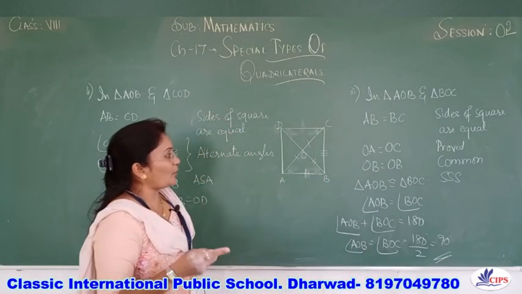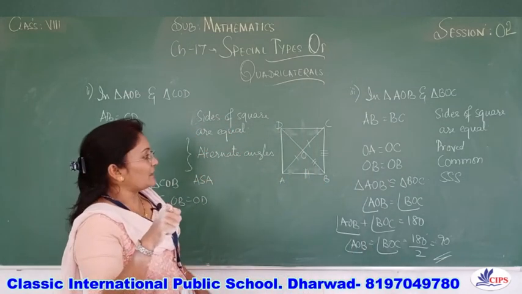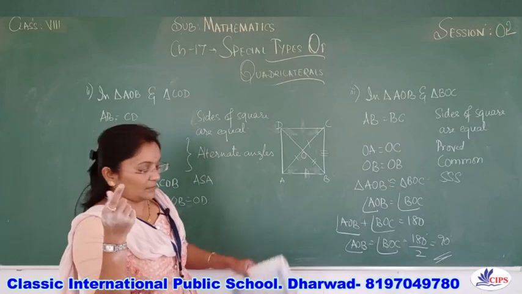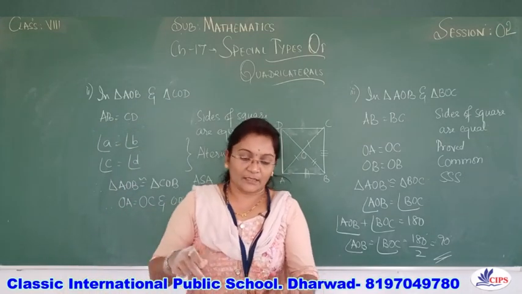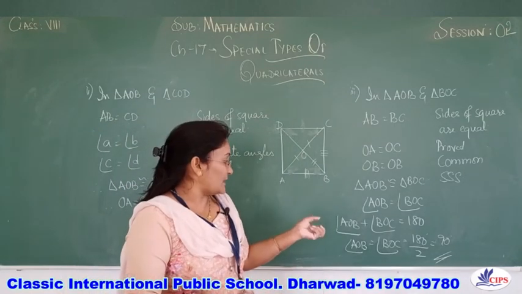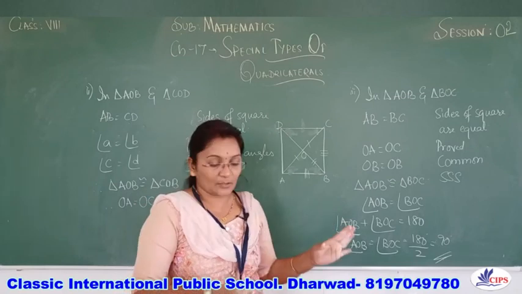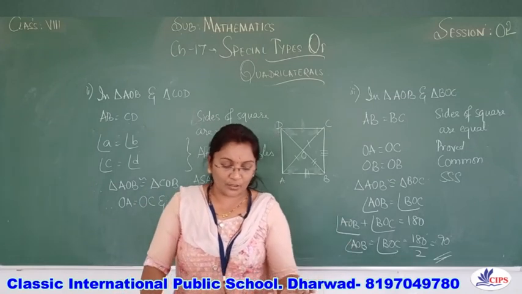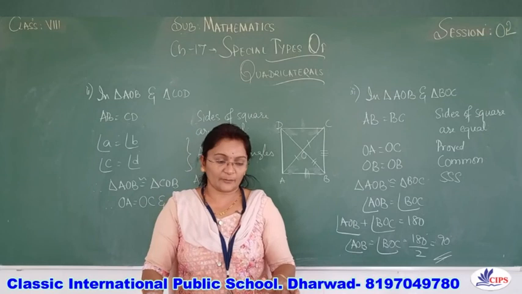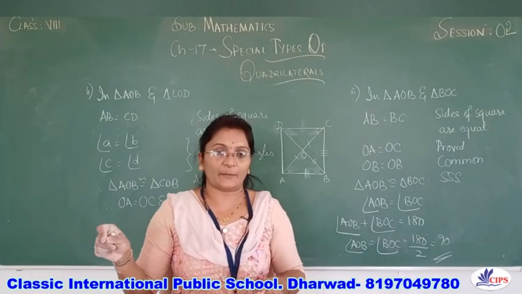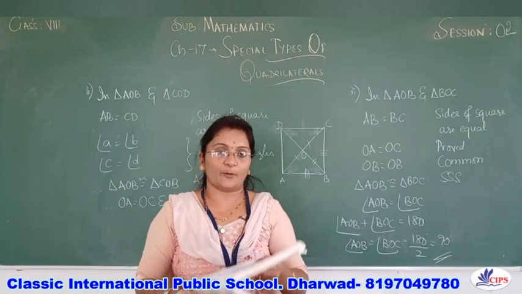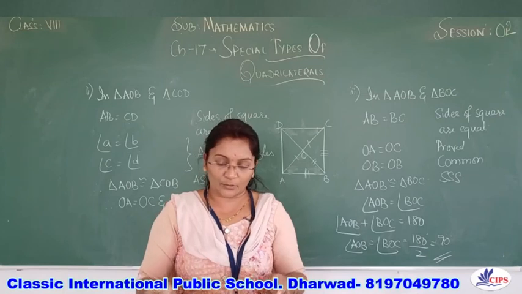So hence we have proved all three points. Diagonals bisect each other, diagonals are equal, and angle AOB is equal to angle BOC, which is 90 degrees. So we have proved all the theorems. Please learn the theorem statements, they are very important. It will be helpful for you to solve the sums.